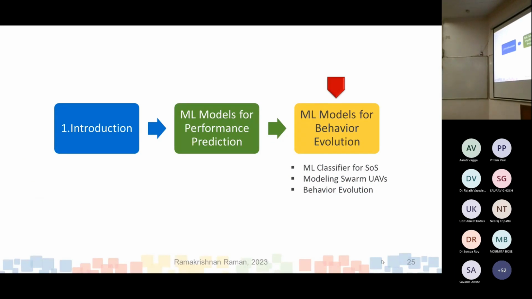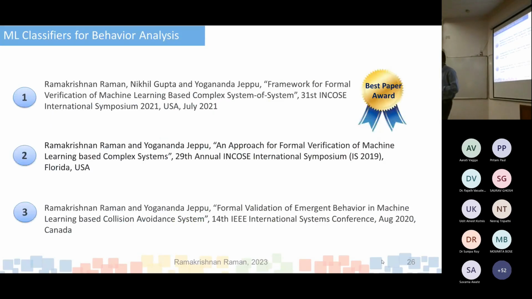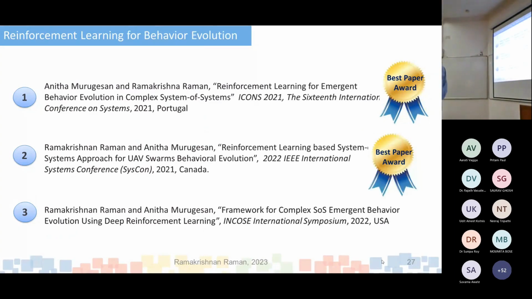So that is an example of machine learning models for performance predictions. Now we look at models for predicting behavior, right? So here we'll take 2 cases. This was published in the INCOSE symposium as well as in the IEEE systems conference, where we're trying to leverage some of these models to understand and predict what the behavior of the system is, right? And then we also talked about a system trying to adjust its behavior. That's where we did reinforcement learning. We tried to use reinforcement learning for the system to adjust or adapt its behavior in tandem with what is happening at the overall system level.